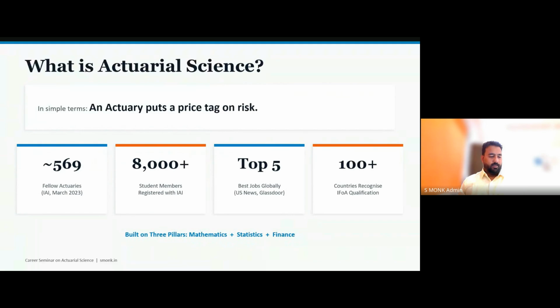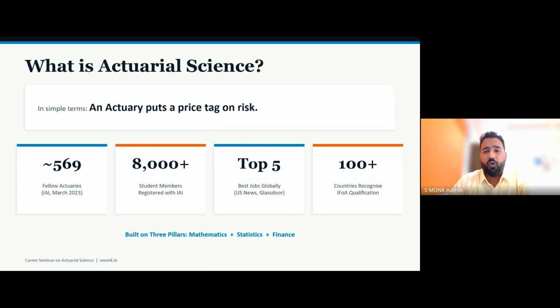Let us begin. So the first question that we need to understand is what is actuarial science or what an actuary does. So in very simple terms, we say that an actuary puts a price tag on a risk. The primary job of an actuary is to understand risk and quantify it. Quantification means we tell the company that if such and such risk occurs, this is the cost that the company may have to bear. If your car meets an accident, how much money you may have to pay to get your car repaired. If you get hospitalized, how much money would be required to pay your hospital bill.